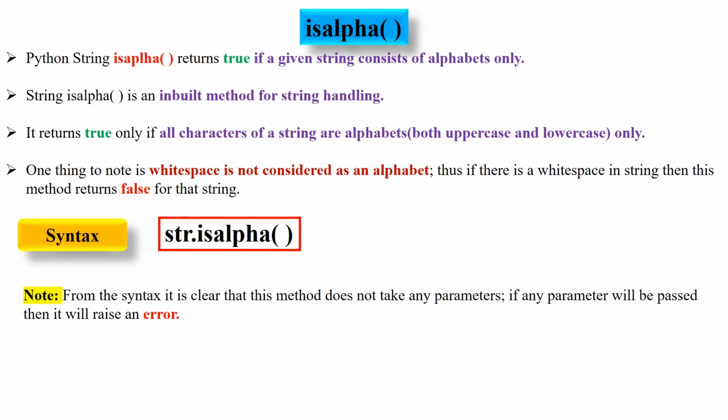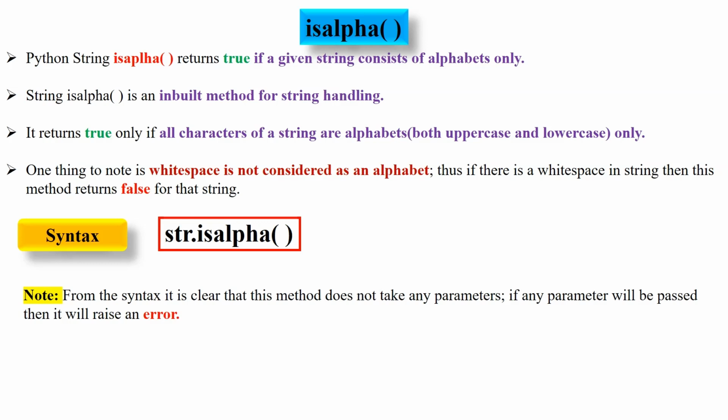Python string isalpha returns true if a given string consists of alphabets only. String isalpha is an inbuilt method for string handling. It returns true only if all characters of a string are alphabets, both uppercase and lowercase, only. One thing to note is that white space is not considered an alphabet, thus if there is a white space in the string then this method returns false for that string.